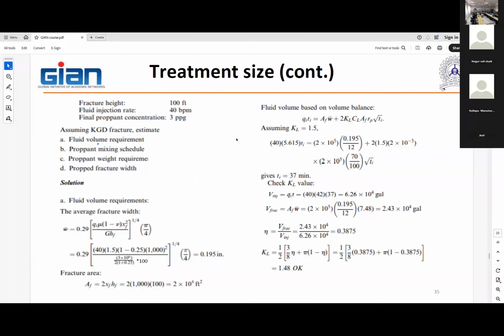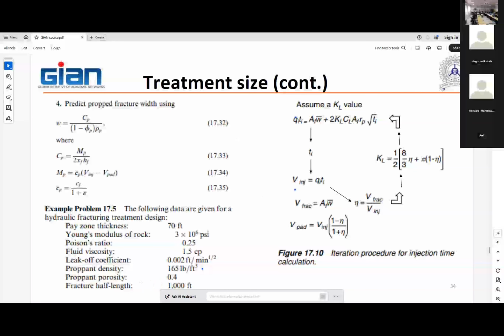Now please remember, this 1000 foot half fracture length is something you need to know beforehand. Also the fracture height is something you need to know beforehand. And this 1000 foot fracture length depends on the area that you want to stimulate. Okay, acreage, it depends on the acreage that you have.